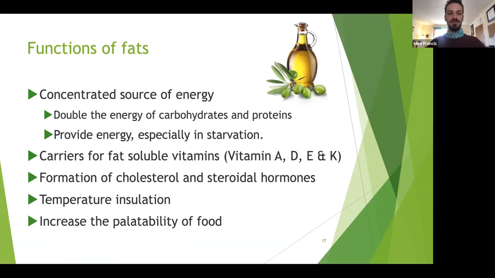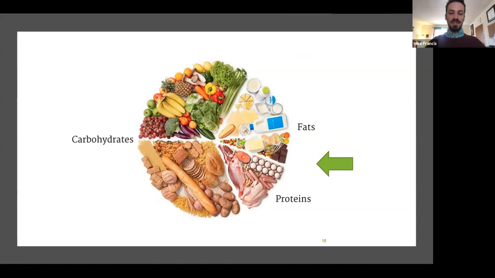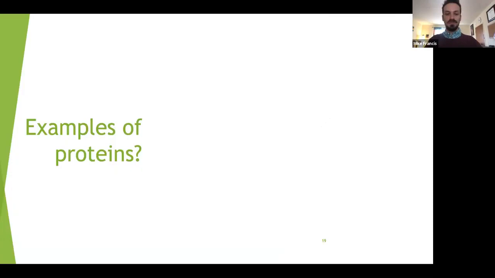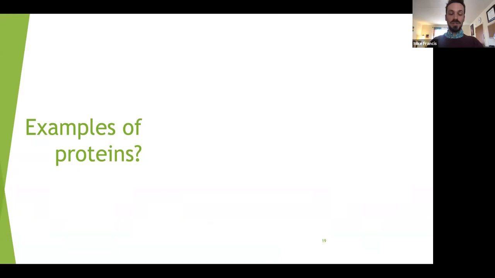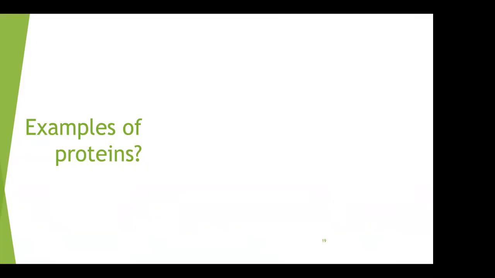So that's fats. Last class of macronutrients is proteins. What are some examples of proteins? Beans. Okay, beans, great example. Meat. Meat is probably the most common example. Can you think of anything else? Nuts. Nuts, okay.